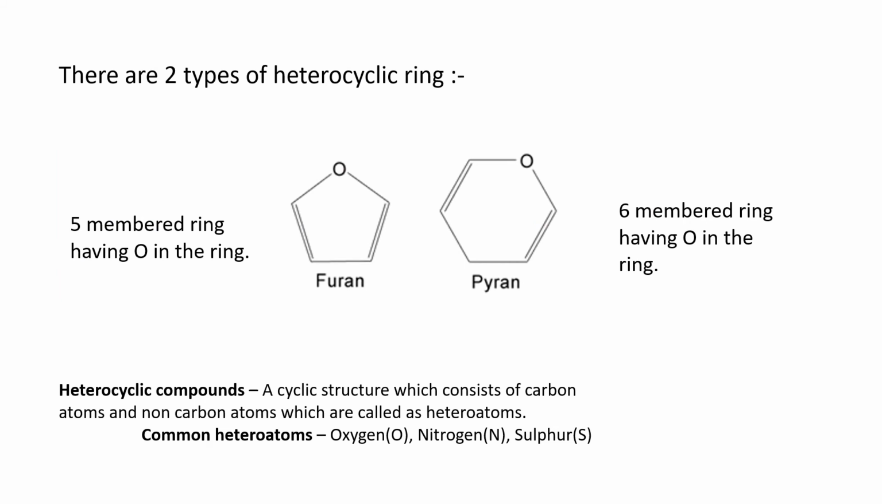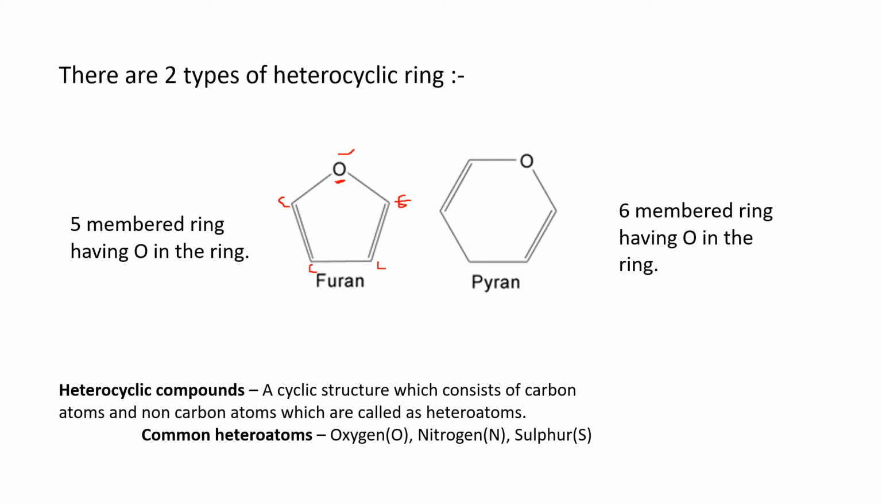To name the cyclic structures, we have to know about two types of heterocyclic ring, and for that, first we have to understand what a heterocyclic ring is. So if in a ring there are two types of atoms present, then it is known as a heterocyclic ring. For example, here an oxygen atom is present and at the rest of the positions carbon atoms are present. So in this ring two types of atoms are present.